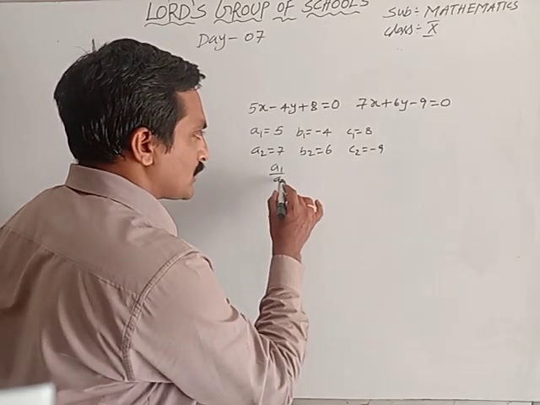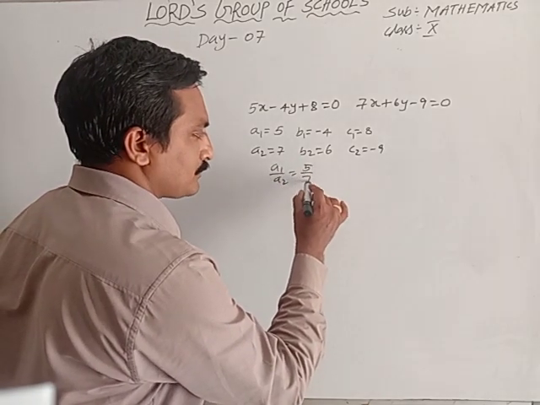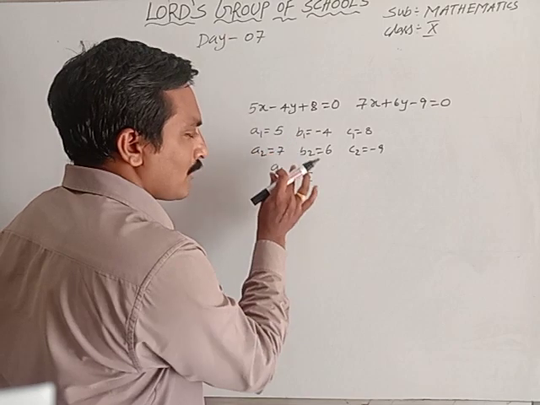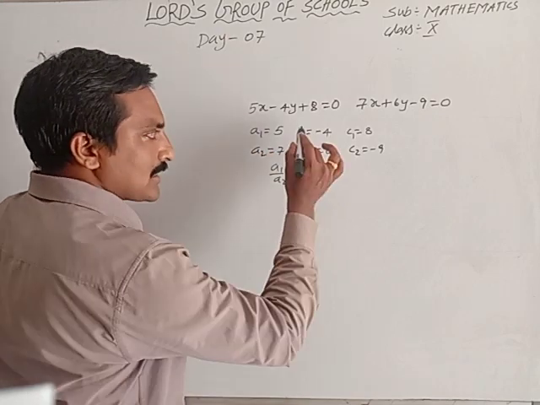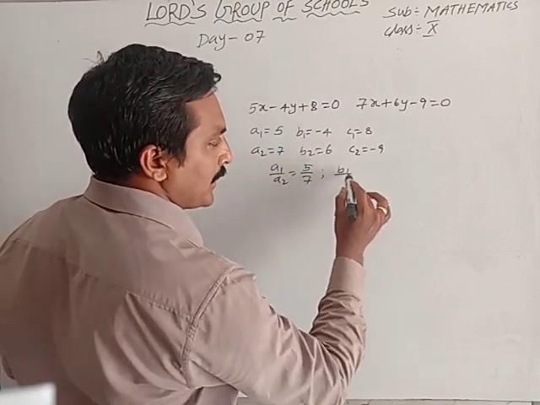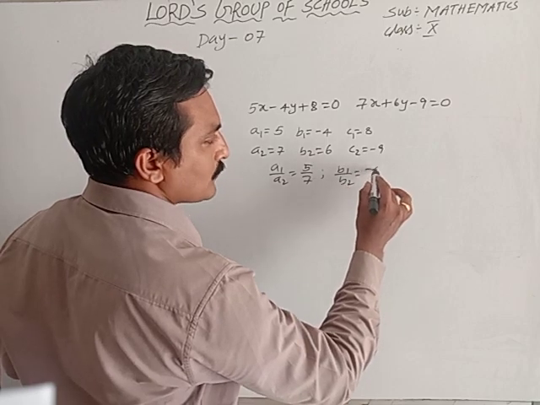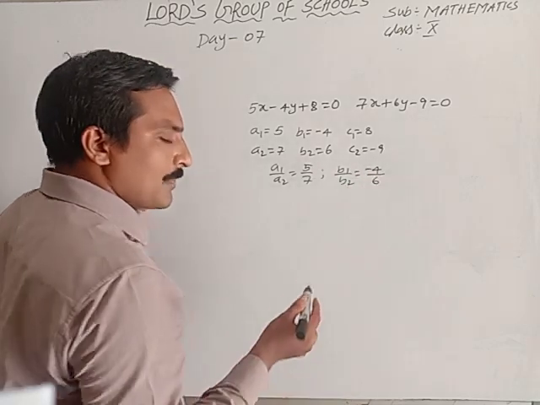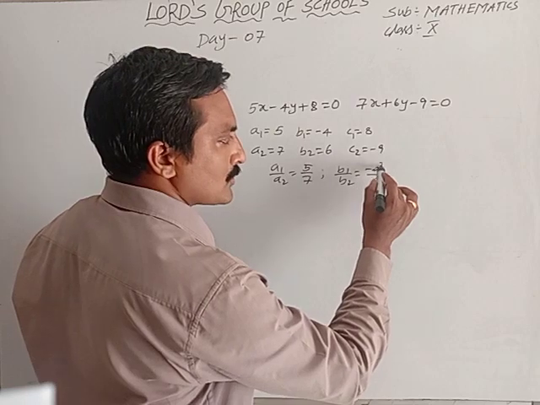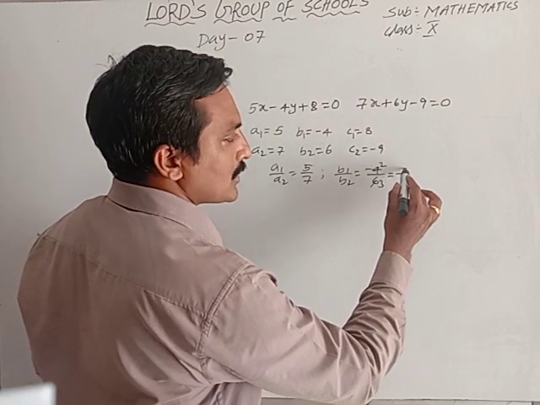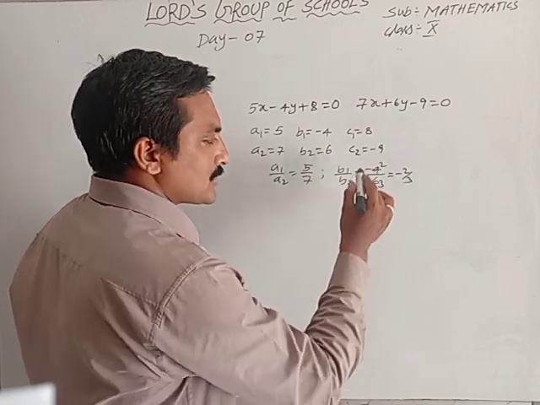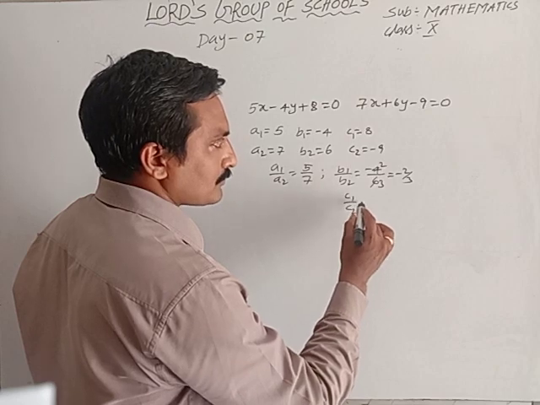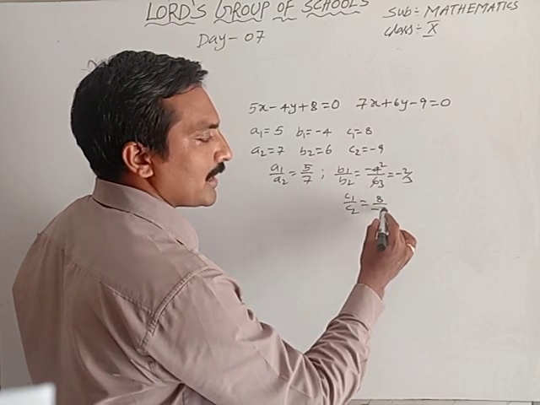A1 by A2 is equal to 5 by 7. A1 value 5, A2 value 7. Next, the second ratio, B1 by B2, minus 4 by 6. If possible, do the cancellation: 2 twos are 2, 2 threes are 6. You will get minus 2 by 3. Next, C1 by C2, 8 by minus 9.